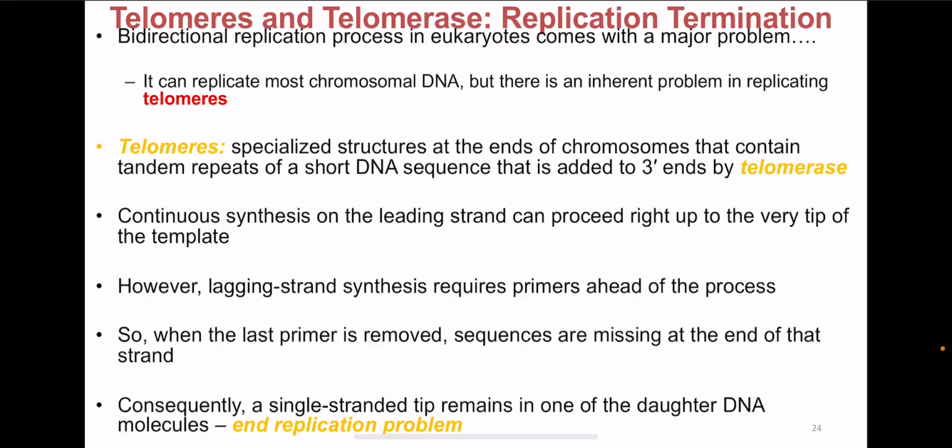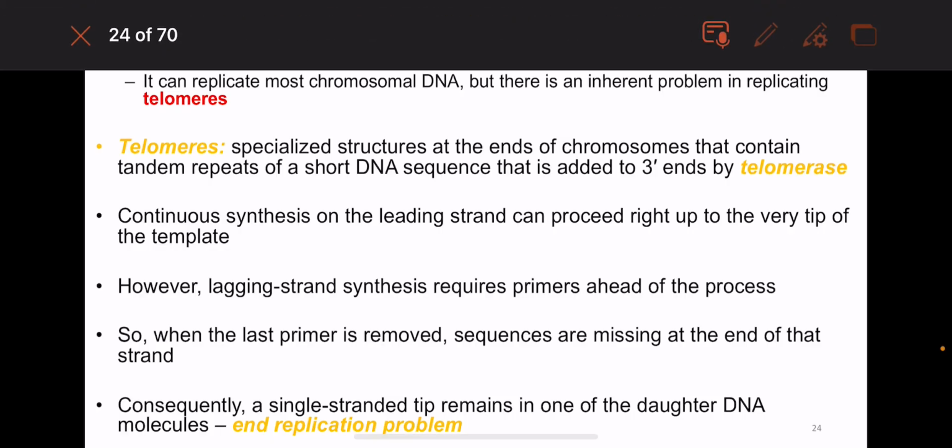So the bidirectional replication process in eukaryotes comes with a major problem. I wish I could draw. I don't know why these things are not available.